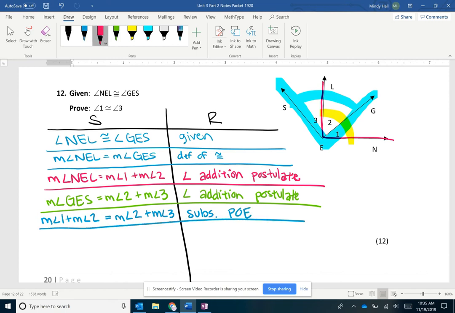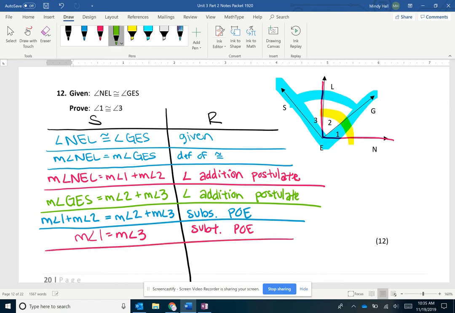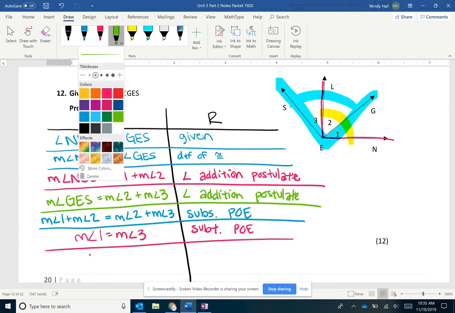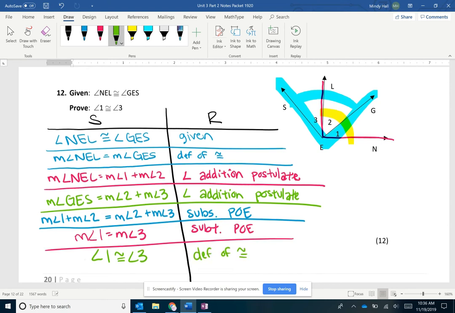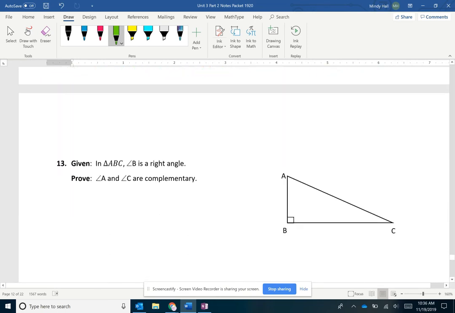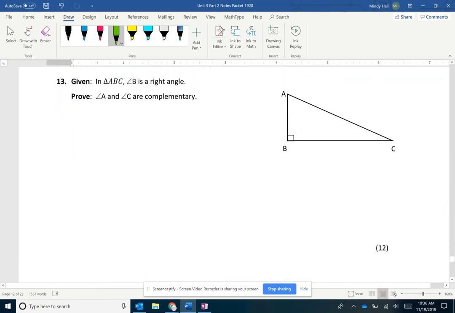So then, notice we have the measure of angle 2 on both sides. We can subtract it so that we get the measure of angle 1 equals the measure of angle 3, again because of subtraction. And then if the measures of the angles are equal, then we know angle 1 is congruent to angle 3. Angle 1 is congruent to angle 3, and that is because of the definition of congruence. Voila. Okay. So for number 13, we have to prove that A and C are complementary.